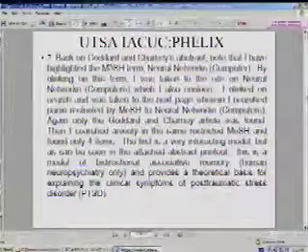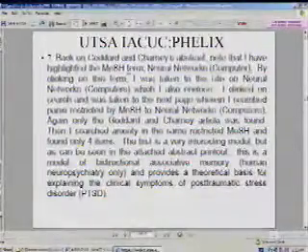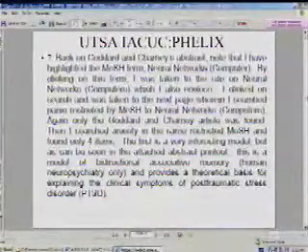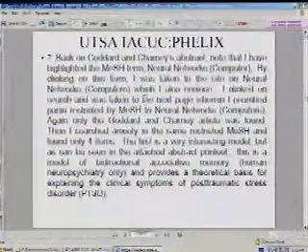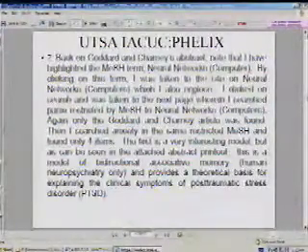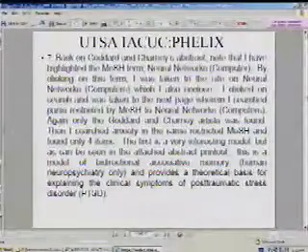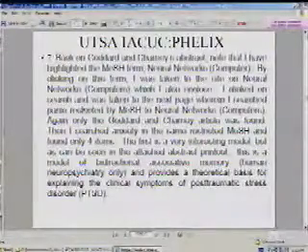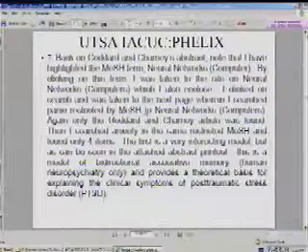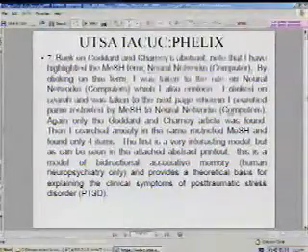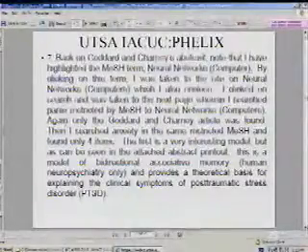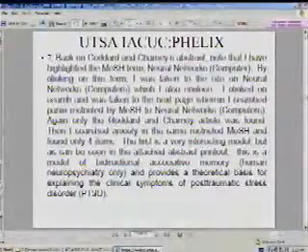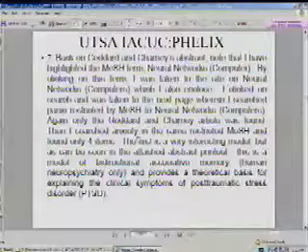Back on Goddard and Charney's abstract, note that I've highlighted the MeSH term neural networks computer. By clicking on this term, I was taken to the site of neural networks computers, which I also enclosed. I clicked on the search and was taken to the next page wherein I searched panic restricted by MeSH to neural networks computers. Again, only the Goddard and Charney article was found. Then I searched anxiety in the same restricted MeSH and found only 4 items.